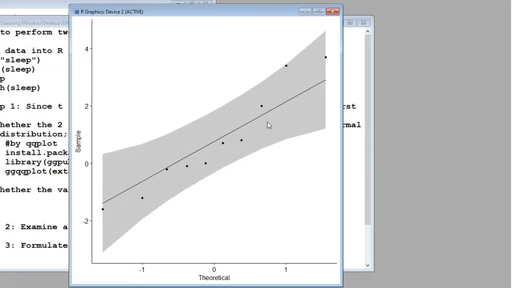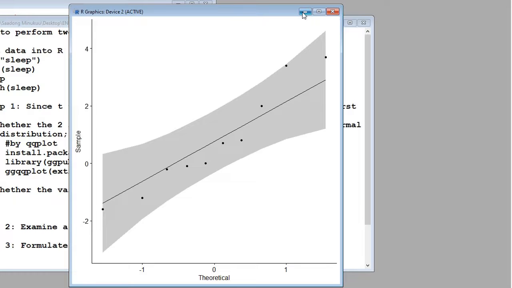So this suggests that group 1, the sample of 10 people that took drug 1, has a sample distribution that is actually normal based on the QQ plot. So we can assume that the real population of people who take drug 1 actually follows a normal distribution based on our sample.